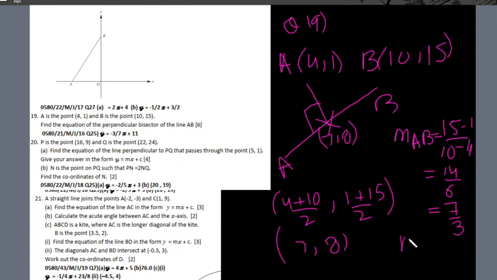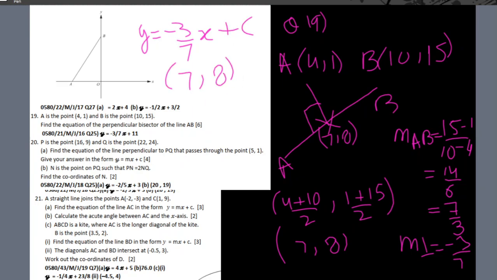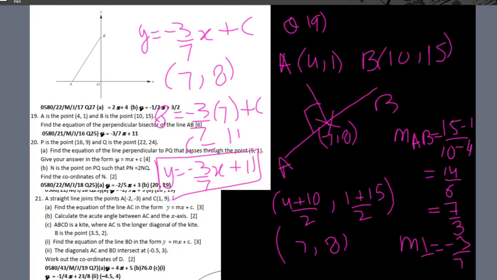So now the perpendicular slope will be the negative reciprocal of this. So y equals minus 3/7 x plus c, and we know that this perpendicular line passes through the point (7, 8). Let's substitute. 8 equals minus 3/7 times 7 plus c, so c equals 8 plus 3, which is 11. So y equals minus 3/7 x plus 11. That's the answer for question 19. Okay, question 20.